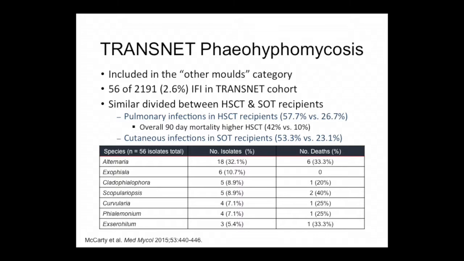And although they were similarly divided between the solid organ transplant and the stem cell transplant recipients, there were some key differences. For example, those who had received a stem cell transplant were more likely to have pulmonary infection. In contrast, if you had a solid organ transplant, it's much more of a cutaneous infection. Overall, 90-day mortality was also higher in the stem cell transplant cohort. The species that were commonly seen included Alternaria, Exophiala, Cladophialophora, Scopulariopsis, Curvularia, Phialemonium, and Xylohypha. And so, as you know, our treatment options against some of these are quite limited.